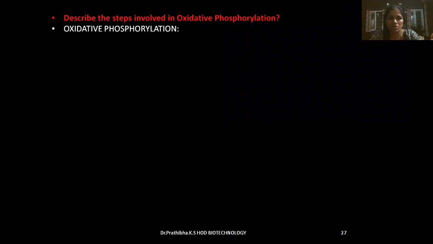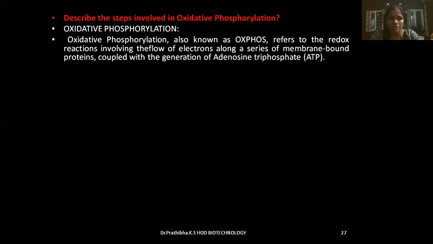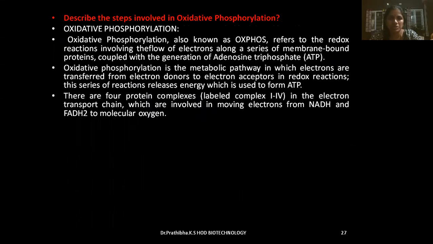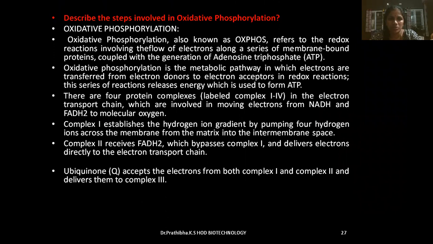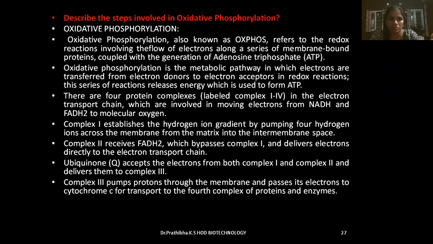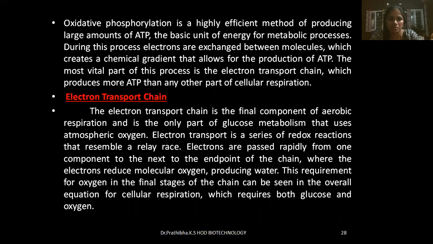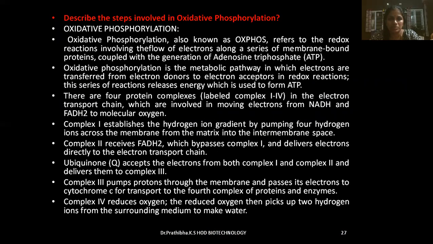Describe the steps involved in oxidative phosphorylation. I've given it in detail here, just have a look. About oxidative phosphorylation introduction part. Then about complex 1 and 2, 3. Here you can explain about 4 protein complexes that are labeled complex 1 to 4, that is 1, 2, 3, 4.